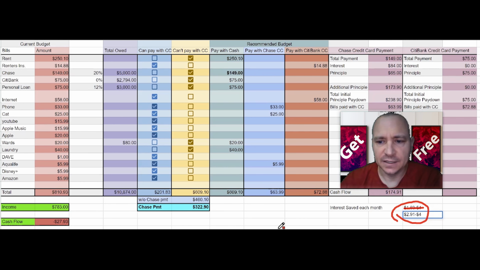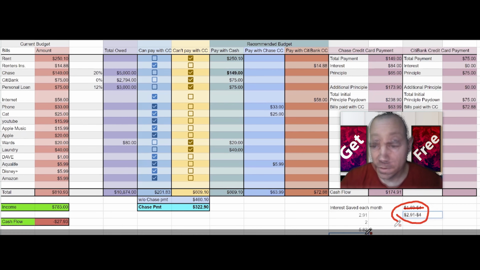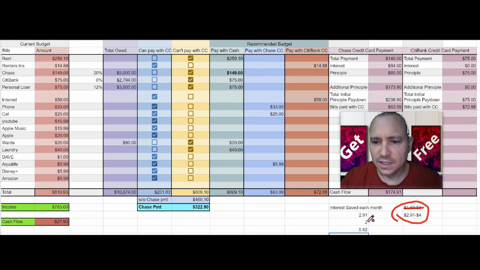Yeah, so what we end up seeing is this $2.91, that's every single month. It will decrease the amount of interest that you're paying by $2.91. So $2.91 in the first month. In the second month, now you're saving $5.82 in interest. By month three, we're at $8.73 in interest saved each month. By month four, $11.64 each month. You can see how these add up. These are minimum amounts, okay? But remember, this is because each month, this card ends up getting paid down by about $174 a month.